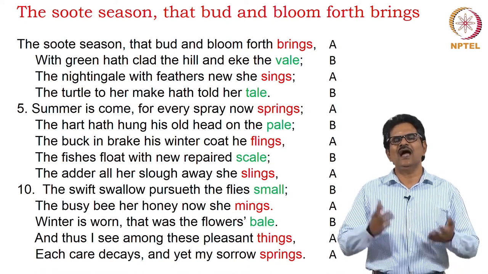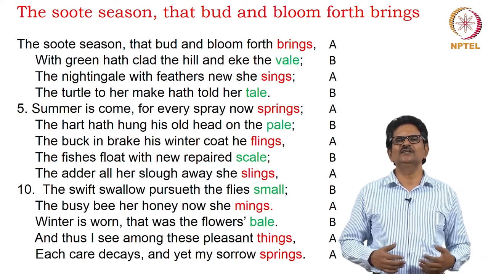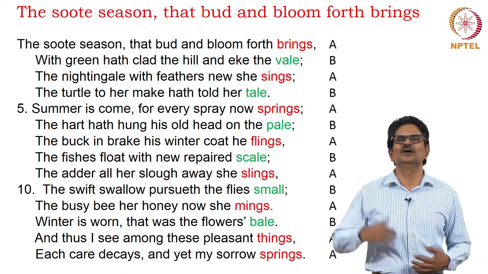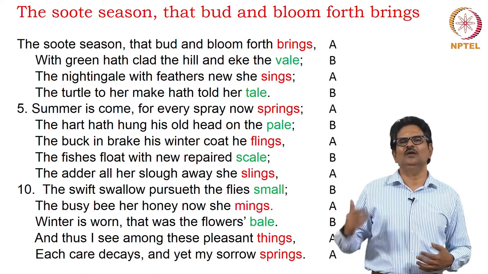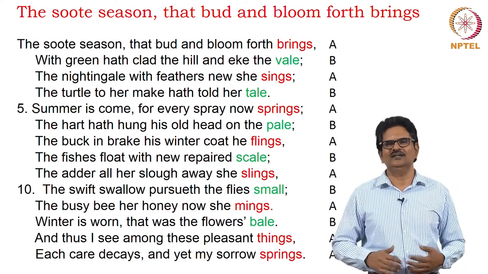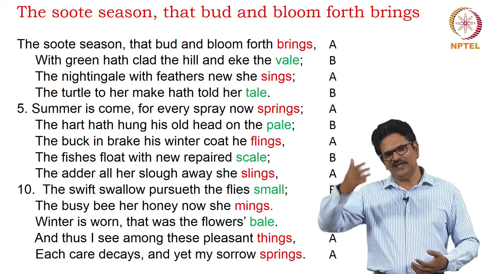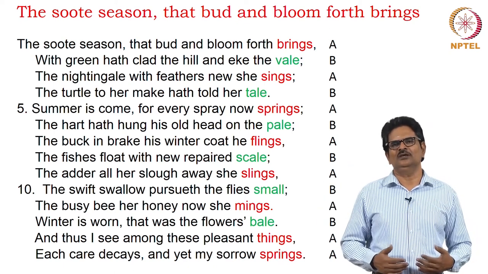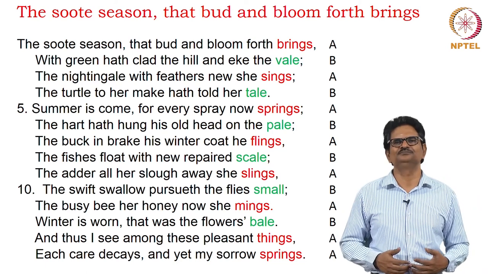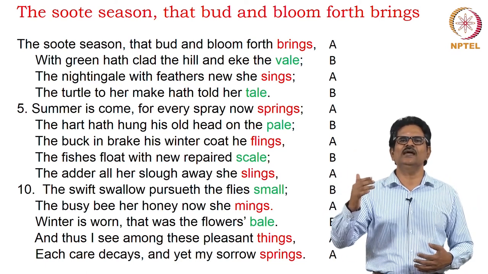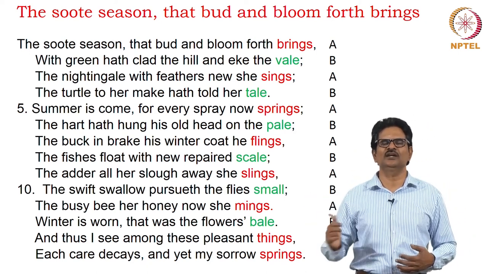After the reading, now we have the rhyme scheme in this presentation. We have also indicated the rhyme scheme through color code, red for A, green for B: AB, AB, AB, AB, AB, AB, AA. That is how we have identified the rhyme scheme. It is peculiar, the same rhyme scheme AB, AB, and only two words change, alternating rhymes we have. Brings, bale, sings, tale, springs, pale, flings, scale, slings, smale, mings, bale, things, springs.